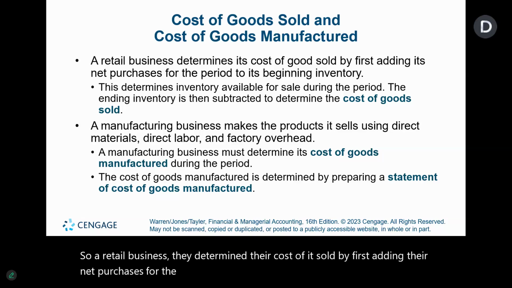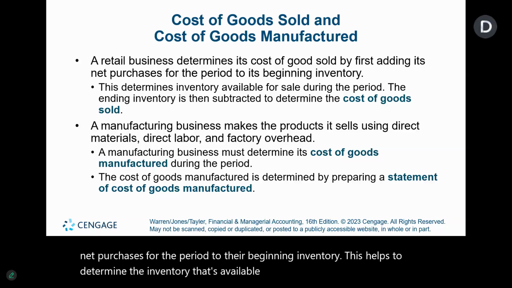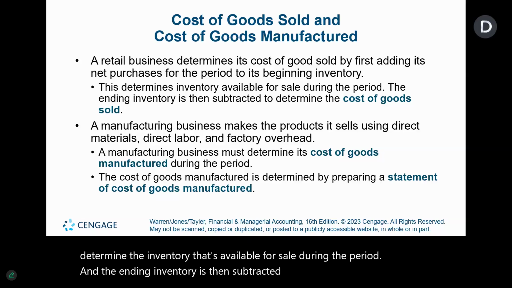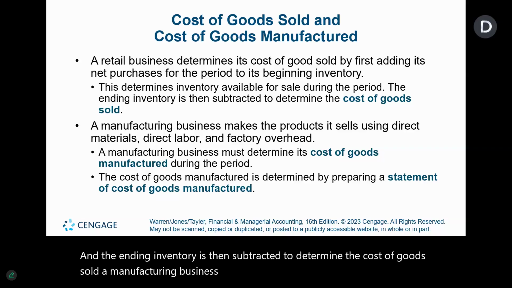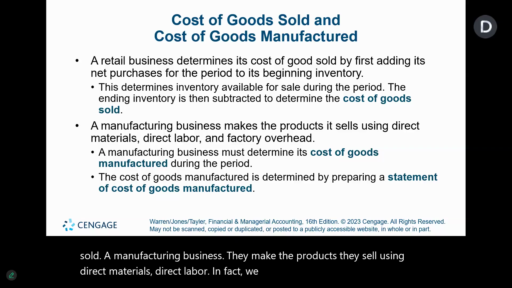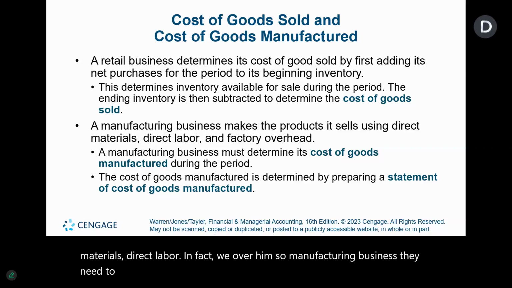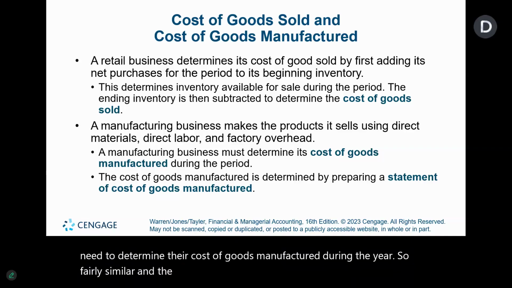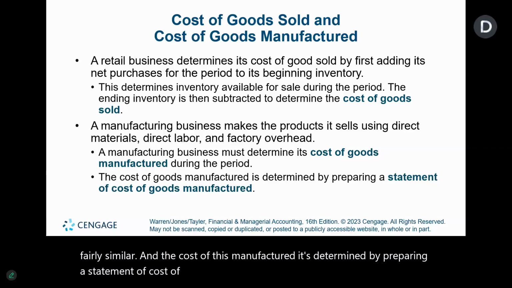A retail business determines its cost of goods sold by first adding its net purchases for the period to its beginning inventory. This helps to determine the inventory that's available for sale during the period, and the ending inventory is then subtracted to determine the cost of goods sold. A manufacturing business makes the products they sell using direct materials, direct labor, and factory overhead. So a manufacturing business needs to determine its cost of goods manufactured during the year. So fairly similar. And the cost of goods manufactured is determined by preparing a statement of cost of goods manufactured. So again, fairly similar to cost of goods sold.